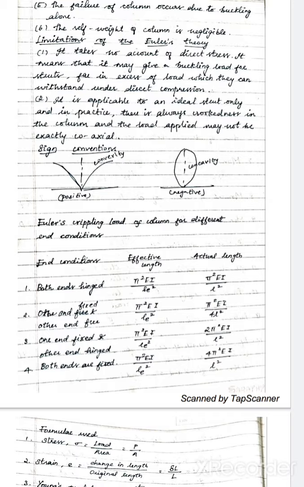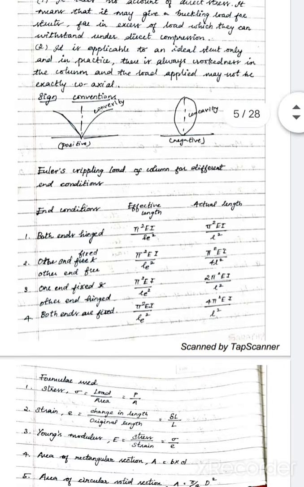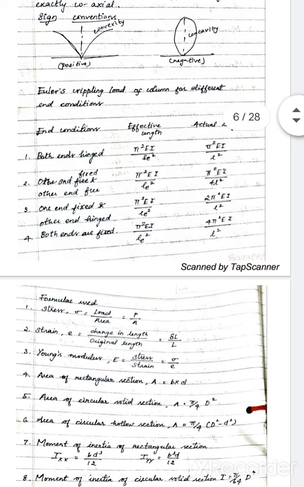So here we can see the sign convention. If it is above, it is convexity. If it is in a concave, it is a negative point. So by the previous value of effective length, we are going to substitute. So I've said the cases are more important, we have to remember.